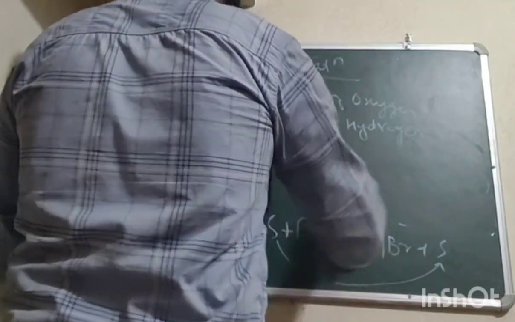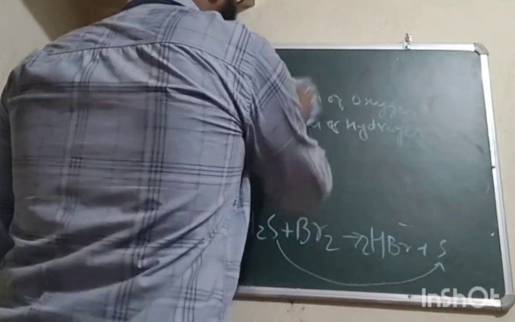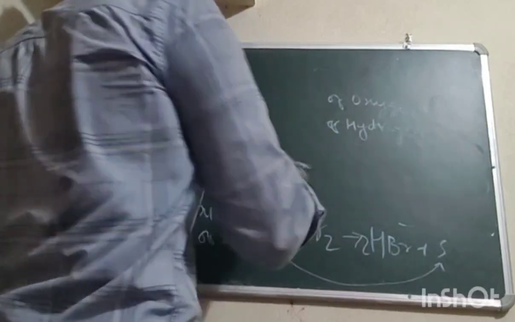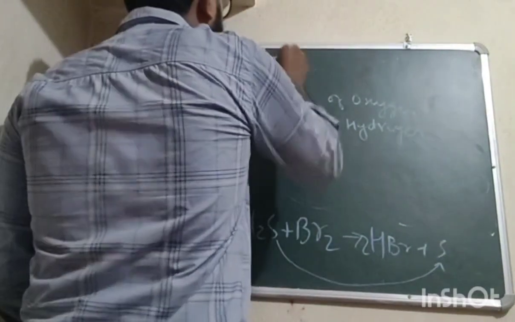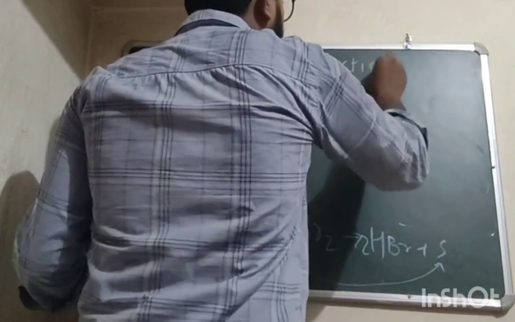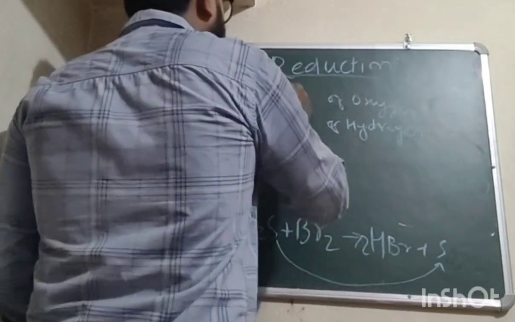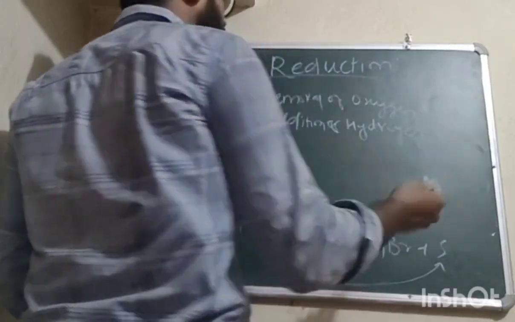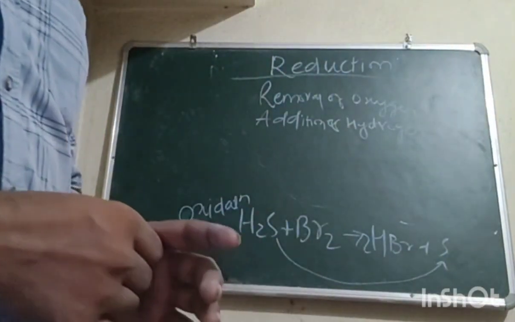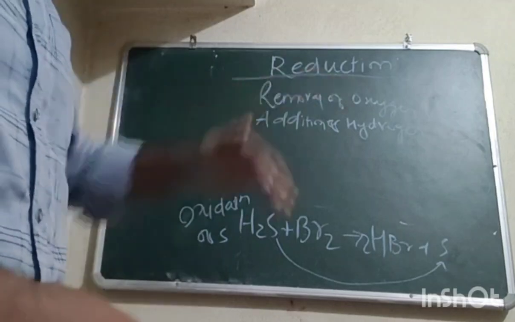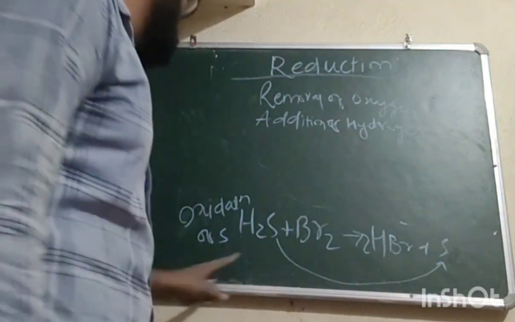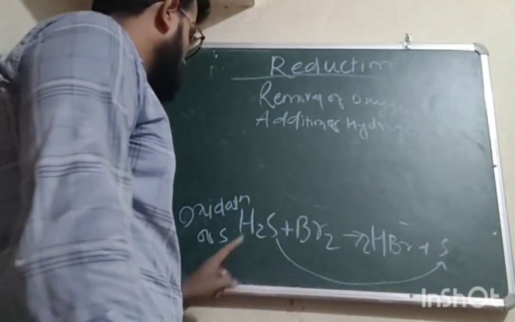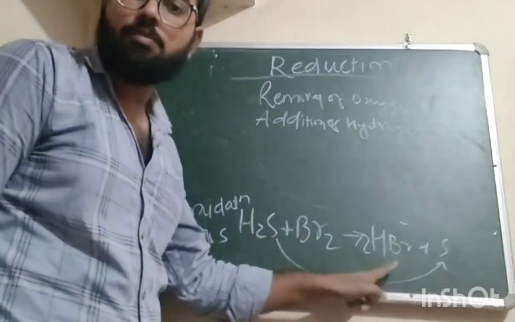Reduction is removal of oxygen or addition of hydrogen, right. Now here you see one thing, that oxidation of sulfur was seen, but here reduction is also taking place. What is being reduced? Bromine is getting reduced.